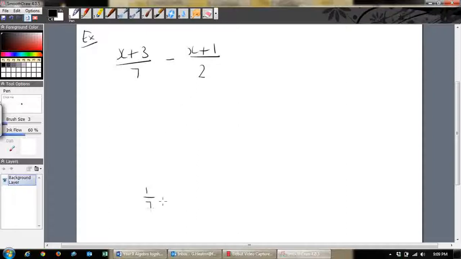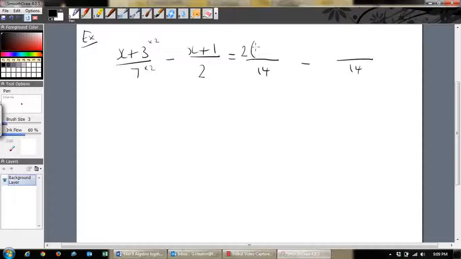Just think about what you'd do if you had 1/7 minus 5 over 2 or something. The number you'd choose is 14. So let's do that here. This is equal to something over 14 minus something over 14. What did we do here? To make this over 14, we multiplied the bottom line by 2. So we need to multiply the top line by 2.